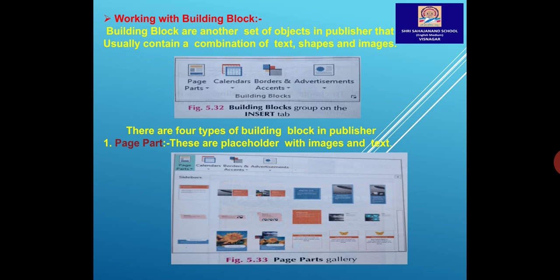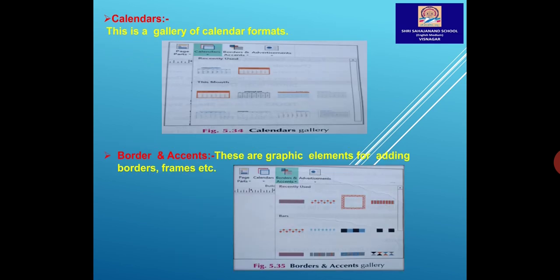So first we discuss page parts. When we click on the Page Parts option, you will see a page parts gallery. Select any one from it and set it on the page. Here is a figure about the page parts gallery. Now second one is calendars. This is the gallery of calendar formats. When you click on it, it will open a calendar gallery. Select any one from it as per your requirement and set it on a page. Here is a figure about it.